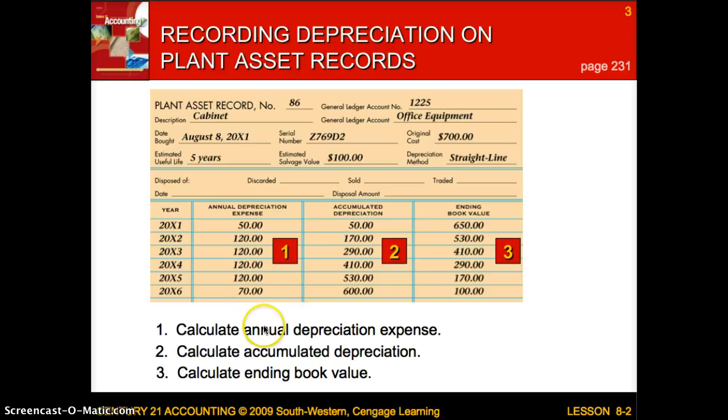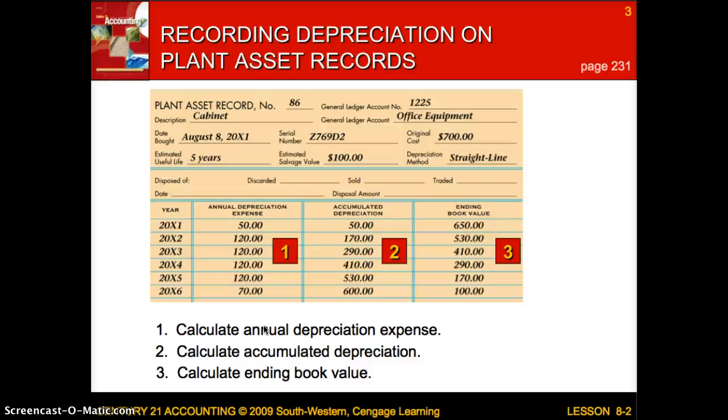If this is not making sense to you, I would go back and read page 231. It is a little confusing if you haven't done your reading. What you need to remember for this is the original cost of a plant asset minus the accumulated depreciation is your book value.